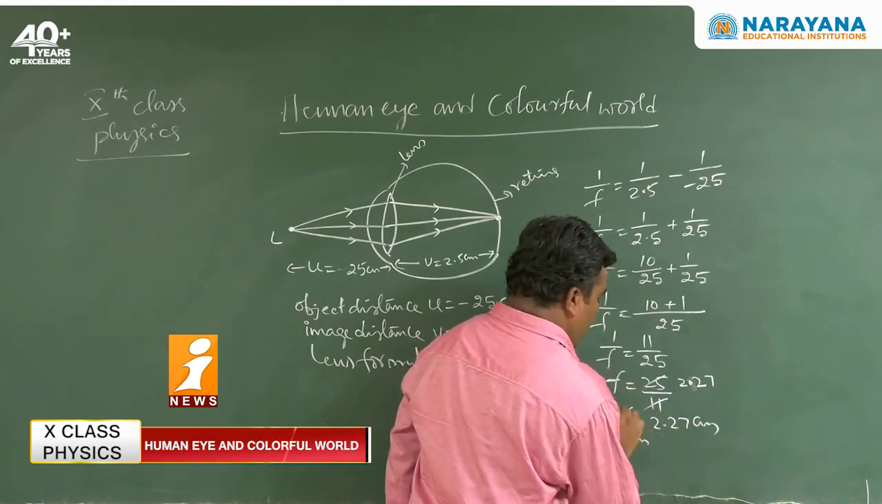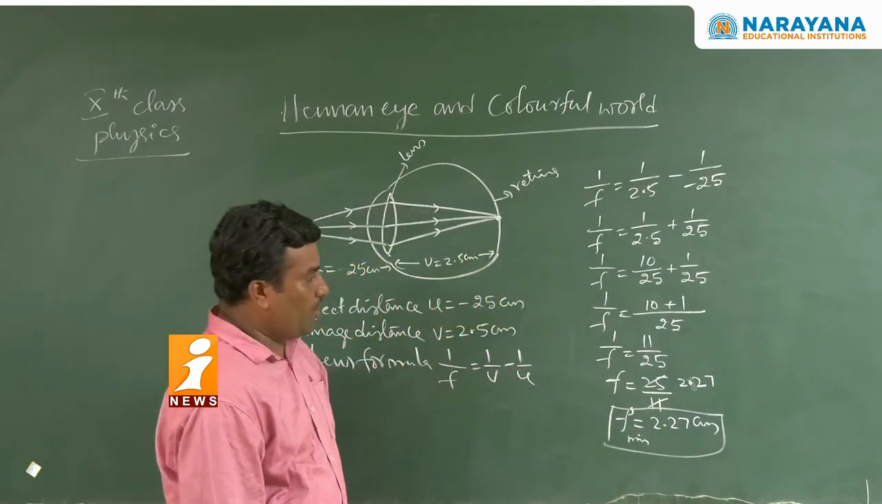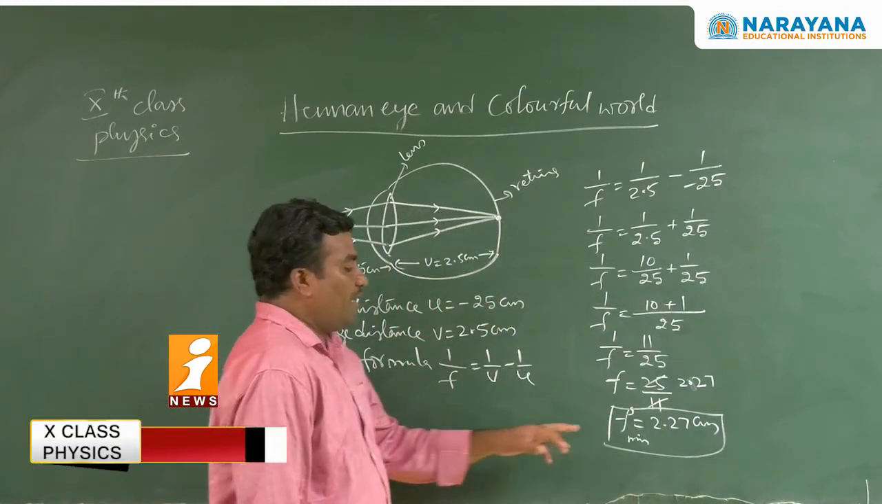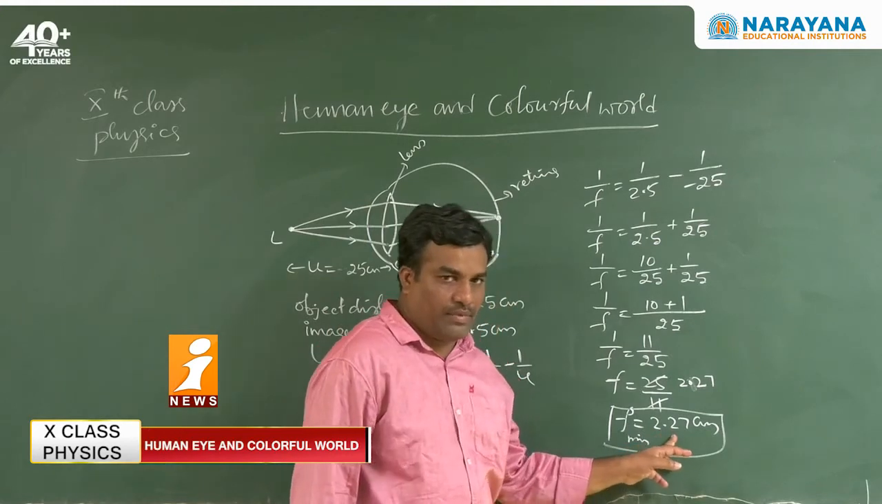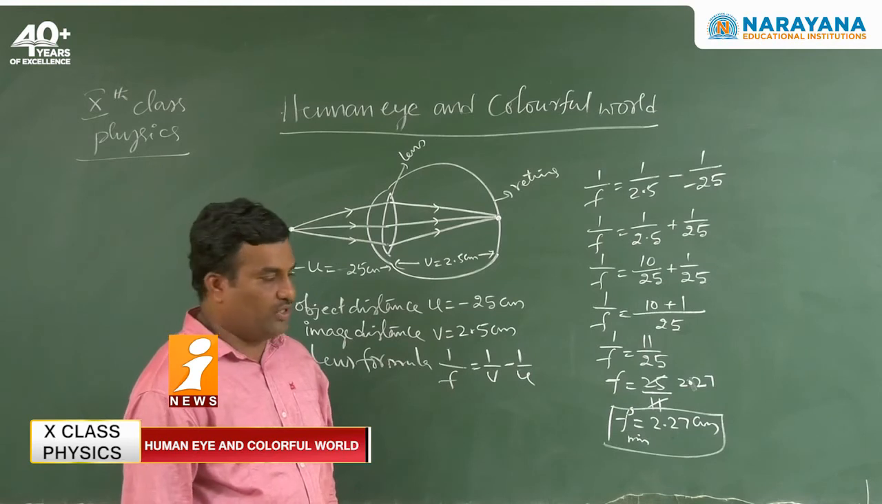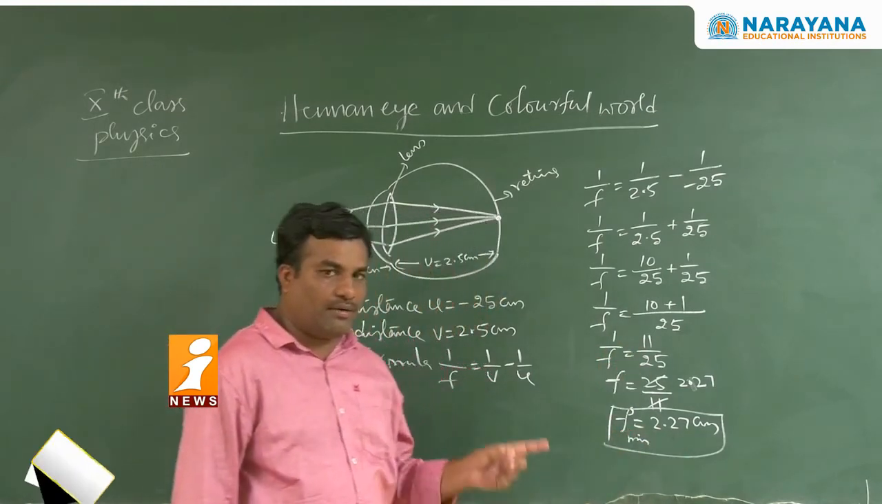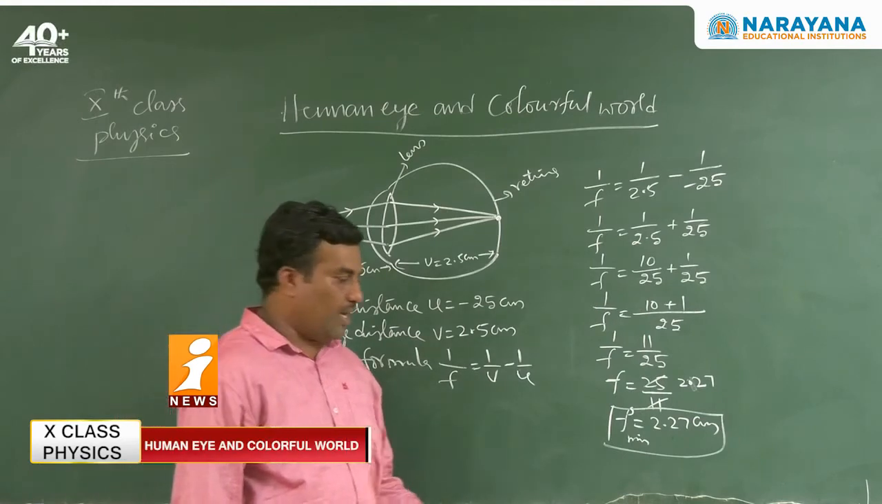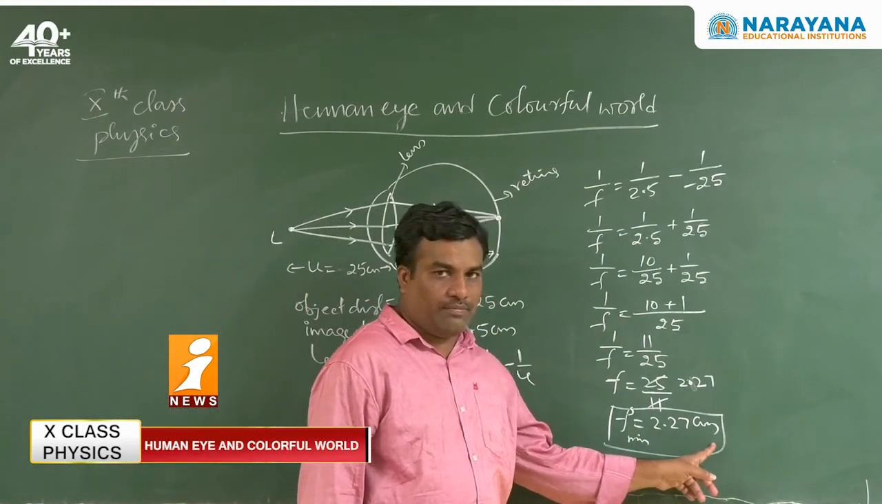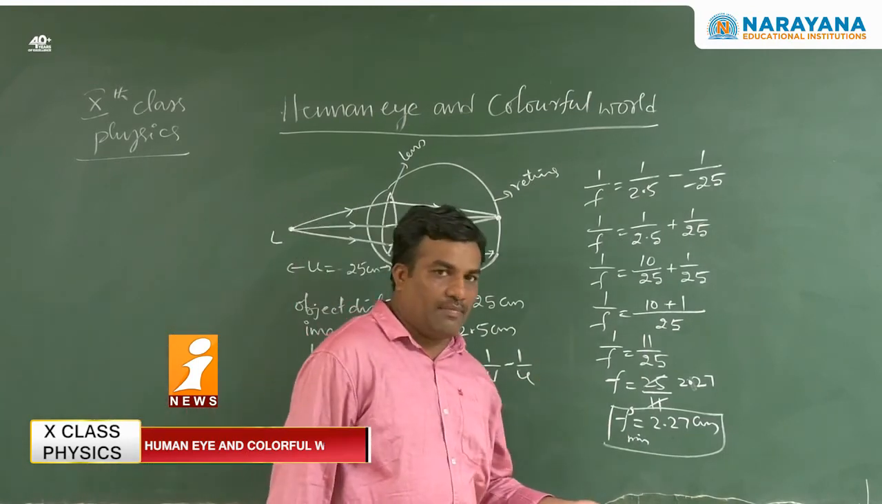So this is the minimum focal length. Observe, earlier we were getting 2.5 centimeter. Right now we are getting 2.27 centimeter. That's why it is the minimum. Why? Because compared to earlier, it is a lower value, 2.27 centimeter. So this is the minimum, and earlier we were getting the maximum.